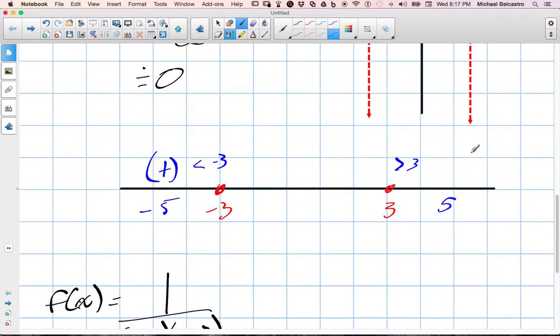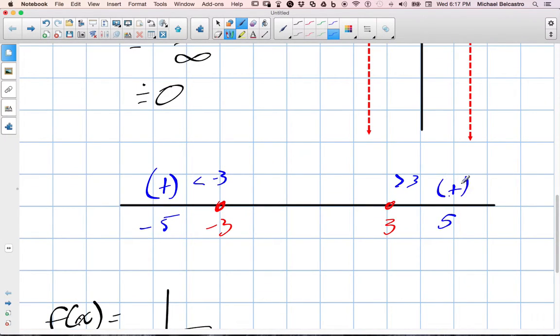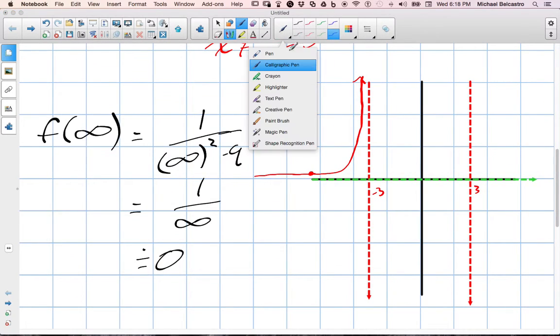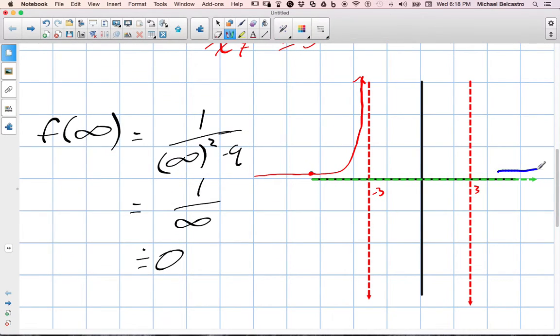Same concept. This one's positive, and we already tested our horizontal asymptote. We know that this function, as it gets towards infinity, is just getting really, really close to this horizontal asymptote. And because it's above, we know we're not cutting down, so we must be coming from up here, getting close, and then heading across.